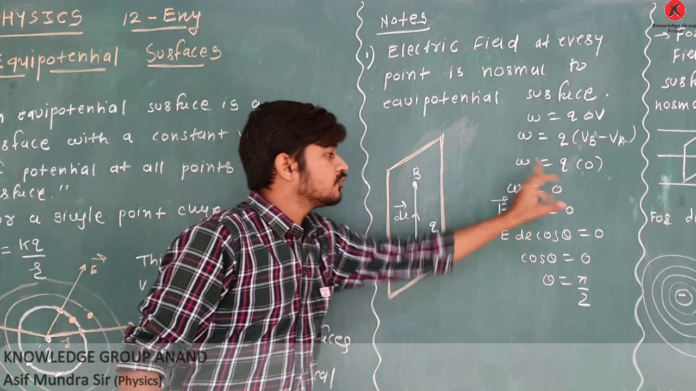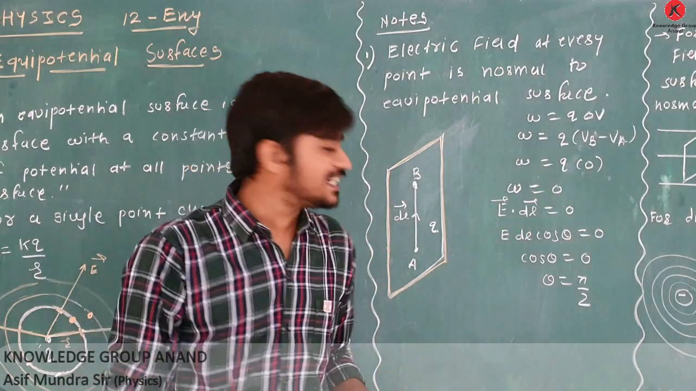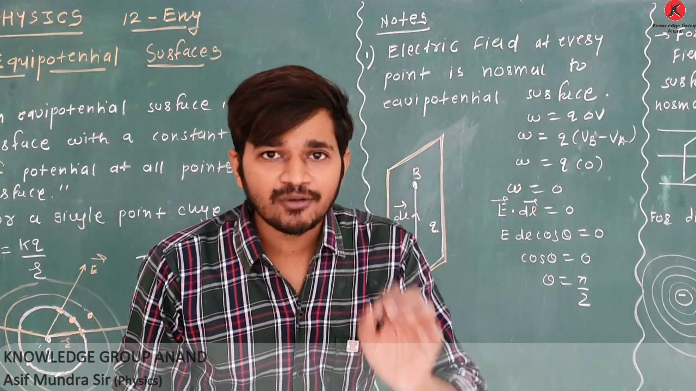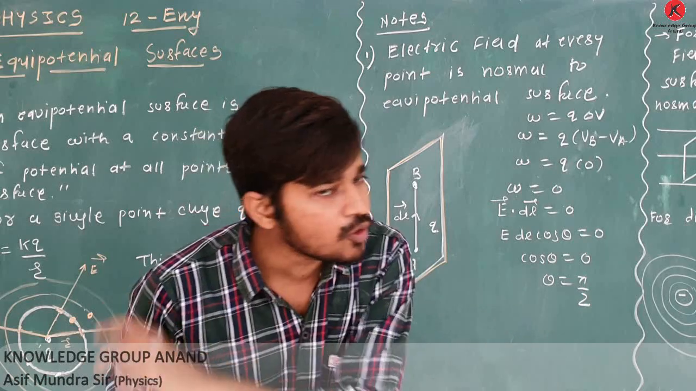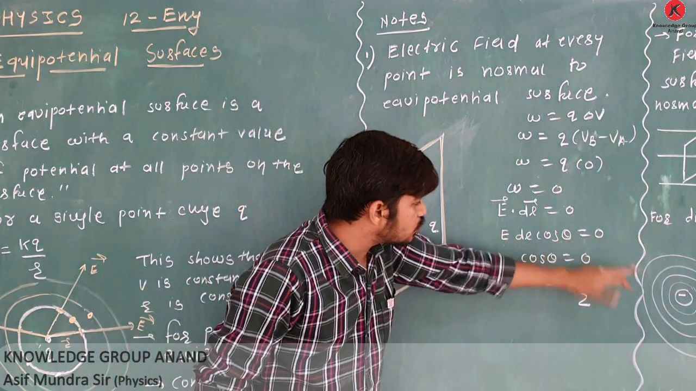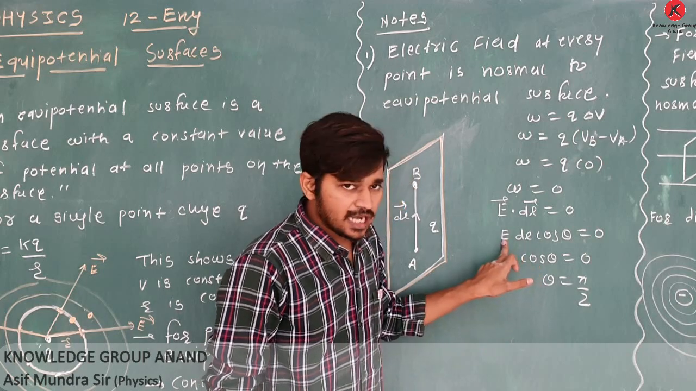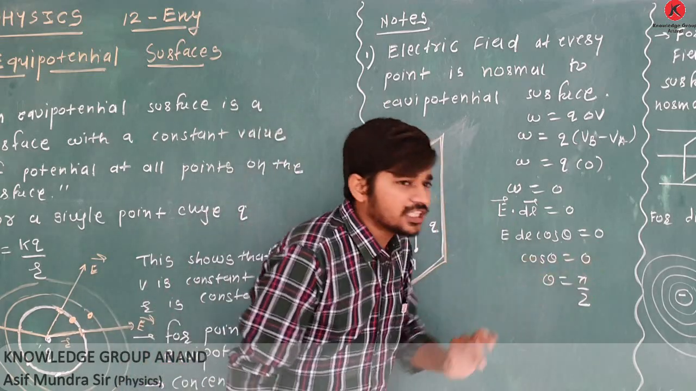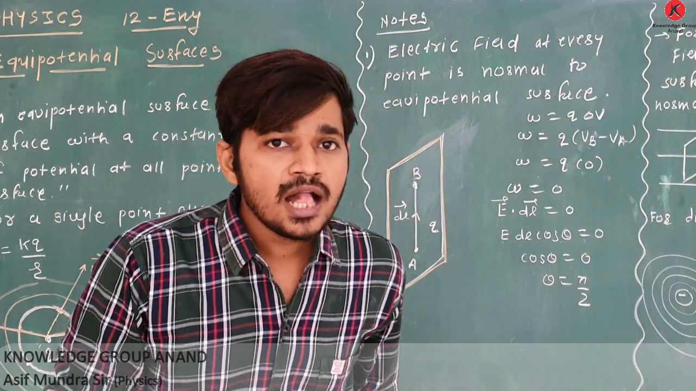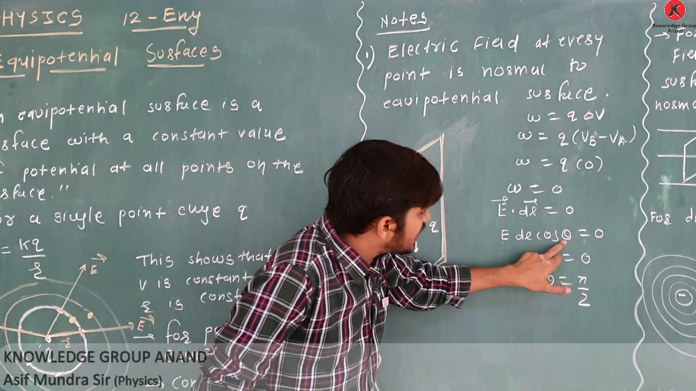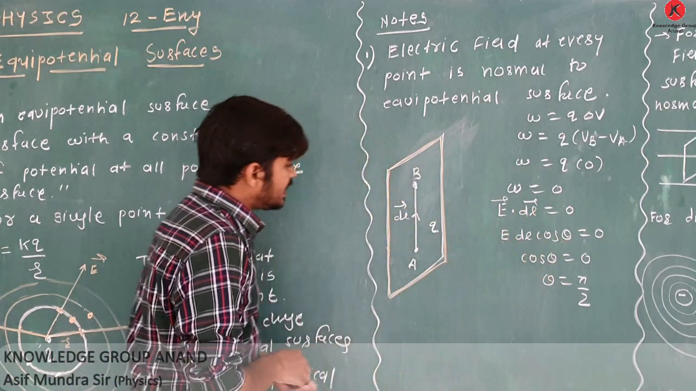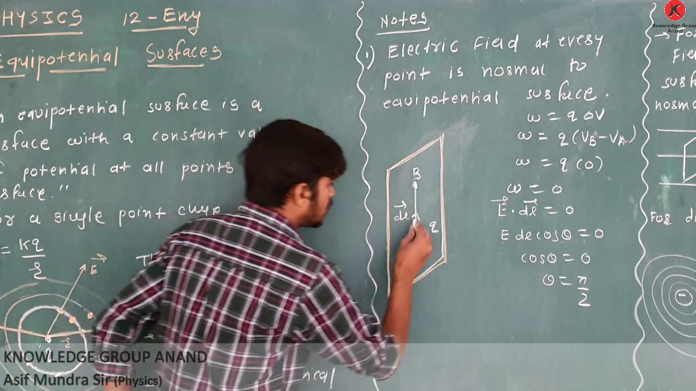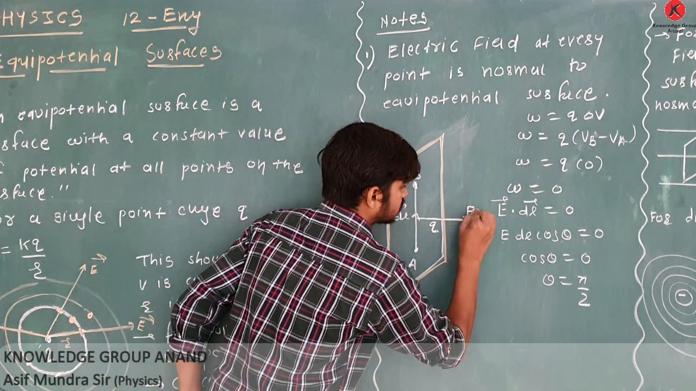Then what is work done? 0. What is another equation of work done? Integration E dot dl, for unit positive charge. E dl cos theta is equal to 0. Electric field E is not 0. dl, displacement, is not 0. Then what is 0? Cos theta. And cos theta is 0 when theta is equal to 90 degrees. But we know that theta is the angle between E and dl. dl is in this direction, then E must be normal to it, in this direction.